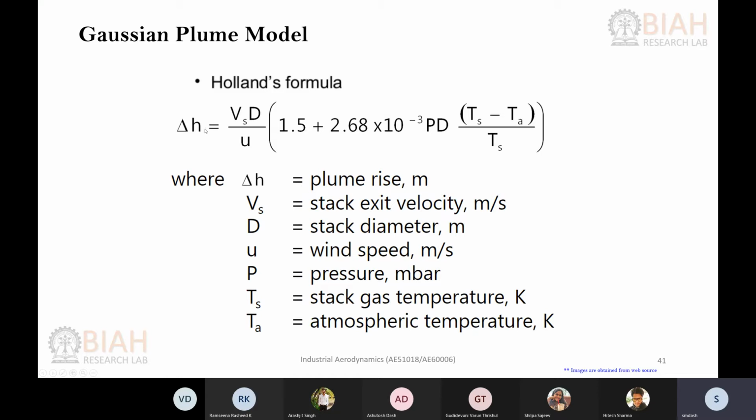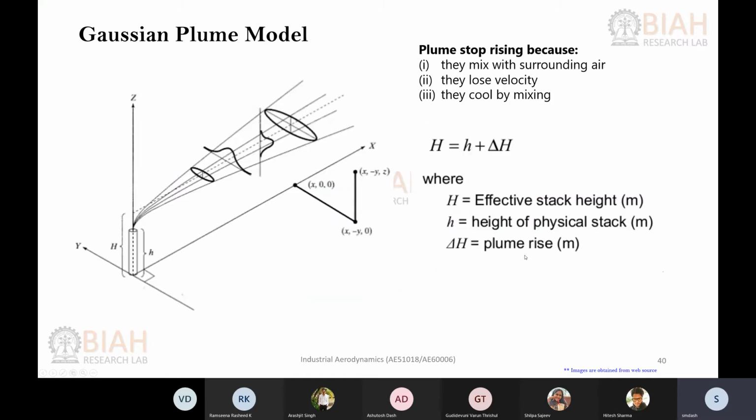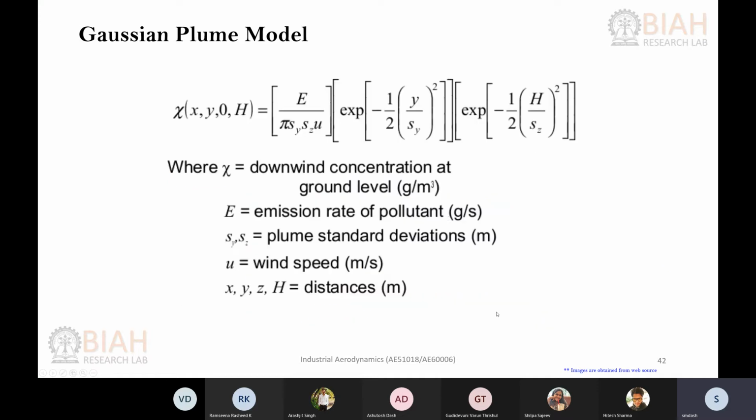Okay, so based on that, other things are quite straightforward. You can find out delta h. This is your plume rise height. So once you know delta h, sorry, this is small. So the formula is with small h, so don't get confused. So delta h and this physical stack height, once you add them together, you can find out effective height. All right. So that effective height we are going to use to define the Gaussian plume concentration.